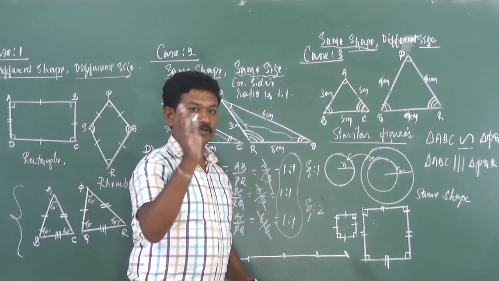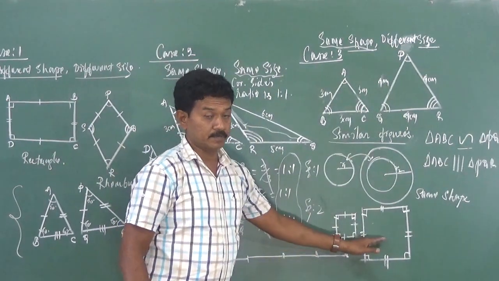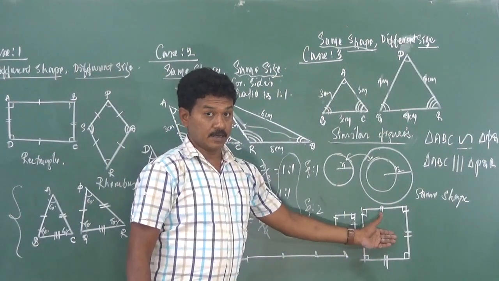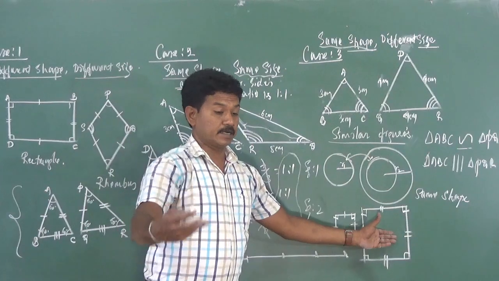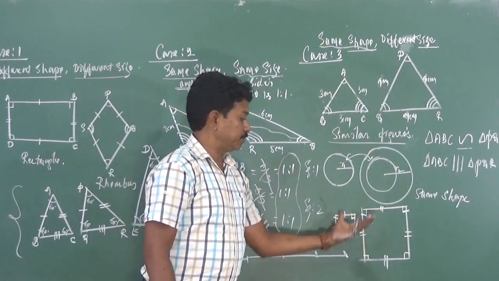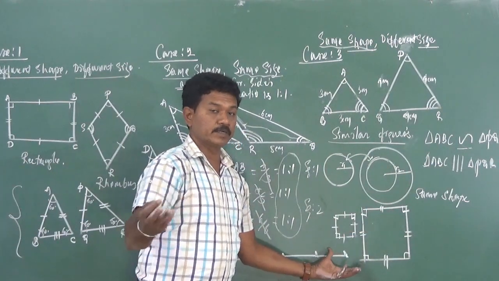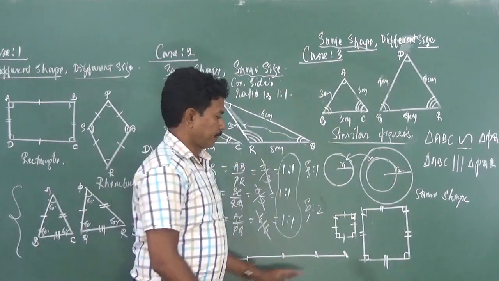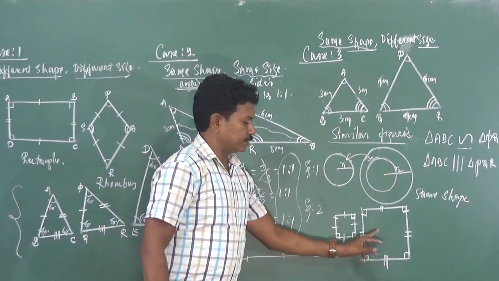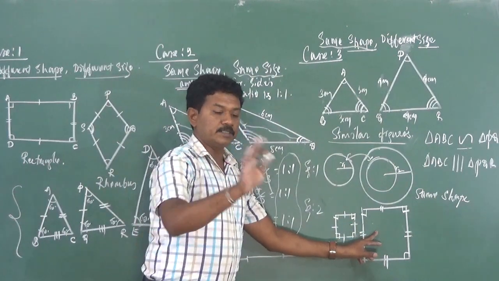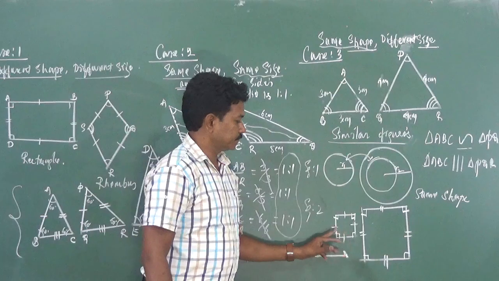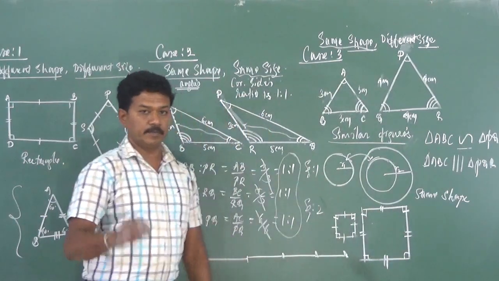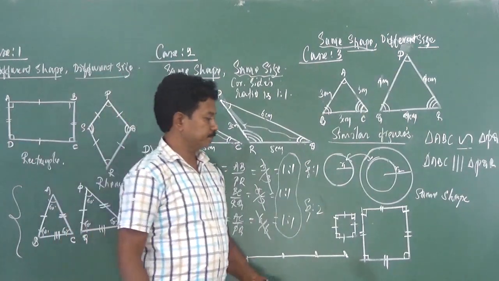If 2 polygons have to be similar, they must have an equal number of sides. I cannot take a square here and a pentagon here and speak about the similarity concept. So, if I want to speak about the similarity of 2 geometrical figures, they should have the same number of sides. It's understood. So, if these two figures want to be similar, they have to be first equiangular.